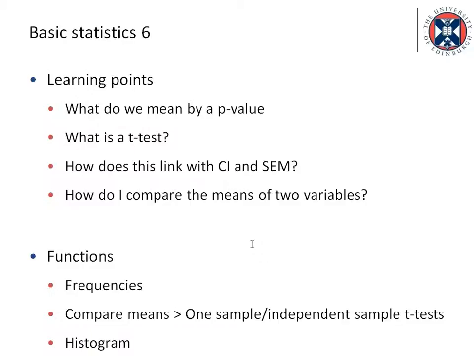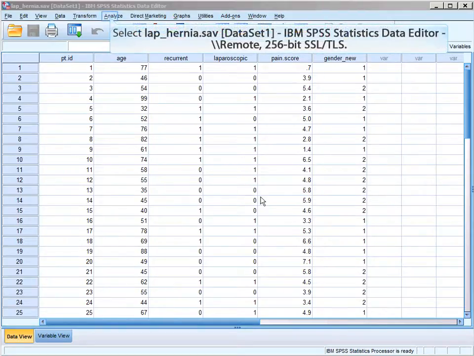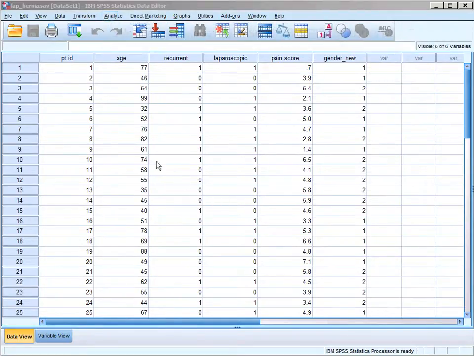We'll be back to using frequencies, but we'll be introducing the t-tests in SPSS, and we're also going to try and explain this with histograms. So open lap_hernia.sav, and this is what you should see.